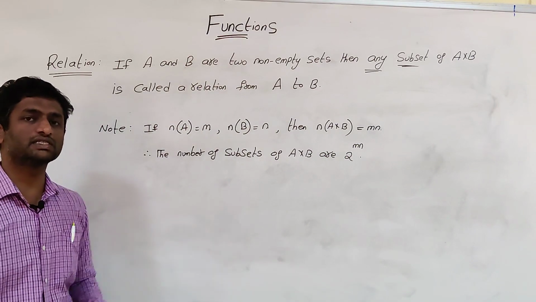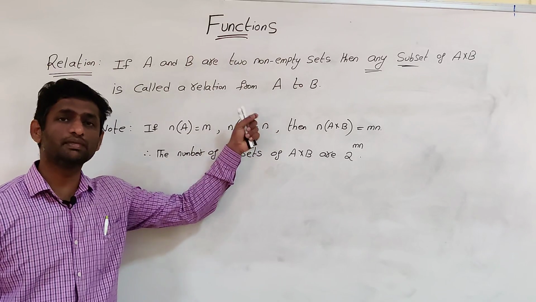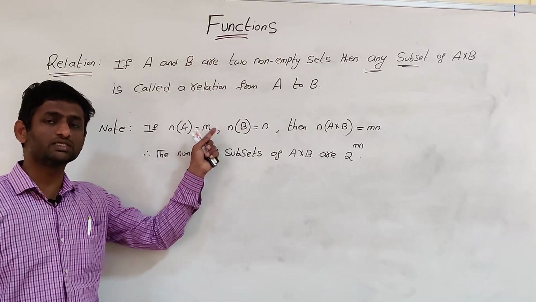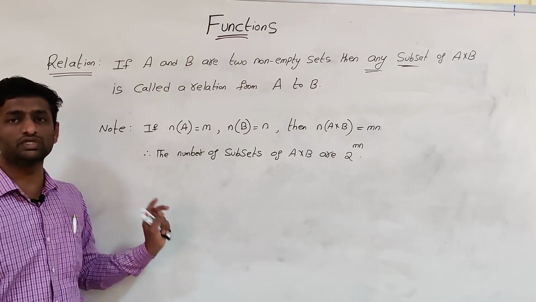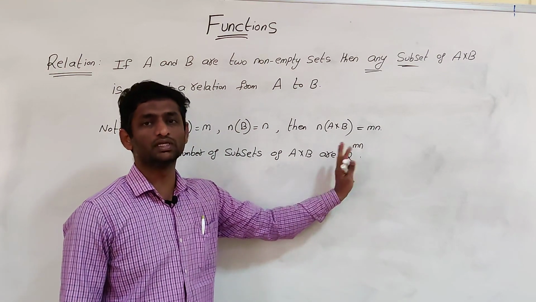In the previous example, the number of elements of set A is 2 and the number of elements in set B is also 2. So the number of elements in the Cartesian product is 4. Then the number of subsets we have seen is 2 to the power of 2 into 2, that is 2 to the power of 4, that is 16.